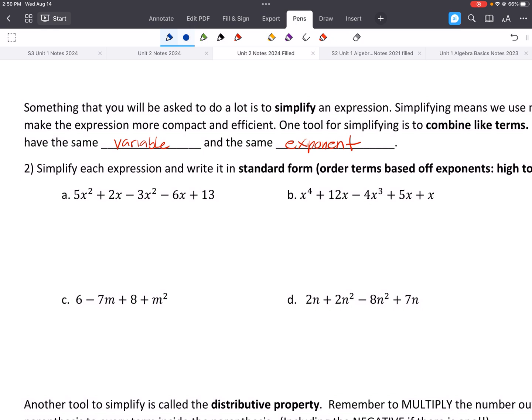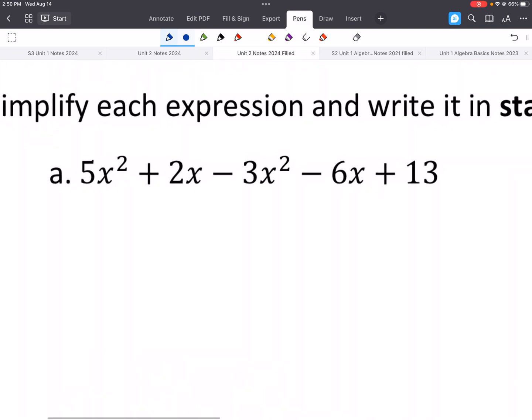If you want to combine like terms, just remember that they have to have the same variable and exponent. So let's look at this first example. See if you can pause and see which of these terms are like terms. I would highly recommend that when you do these, you always look for your highest exponent and then work your way down until you find the constant. It will help you in the long run. I'm going to ask you to write your answers in what's called standard form. And standard form means that you have your exponents ordered highest to lowest.